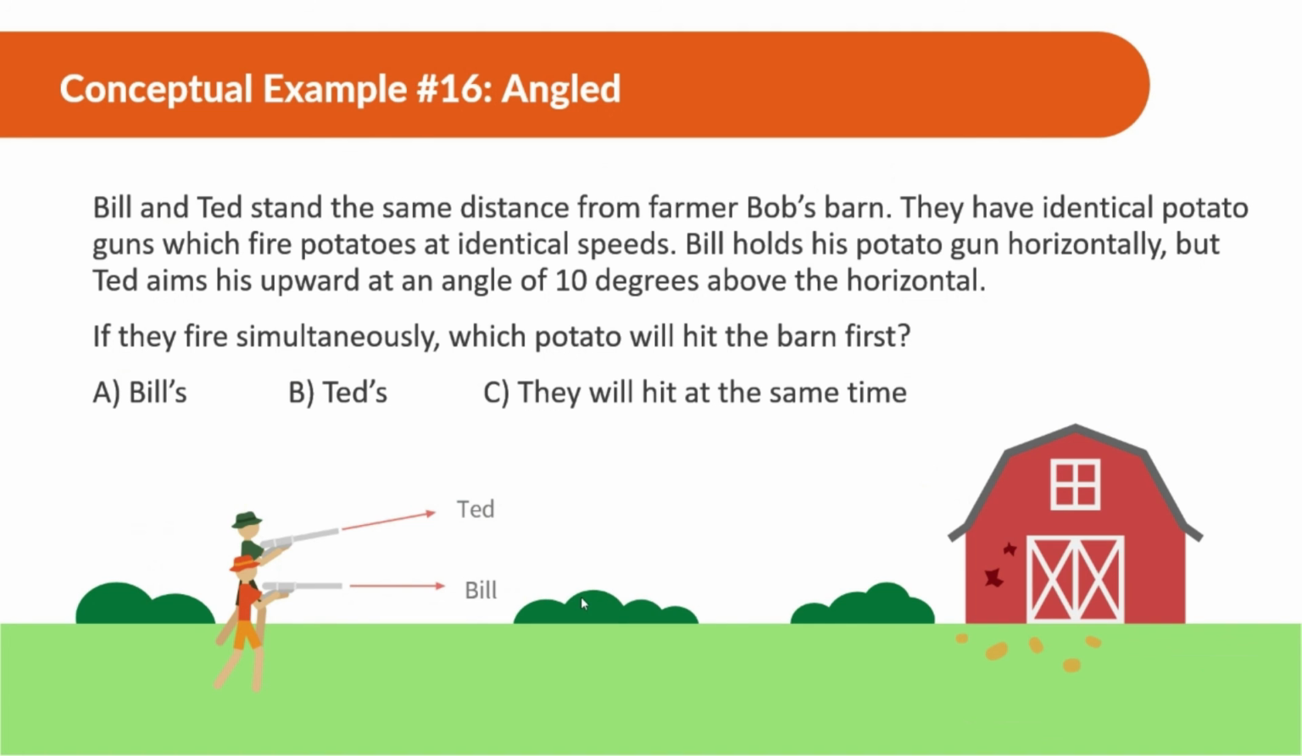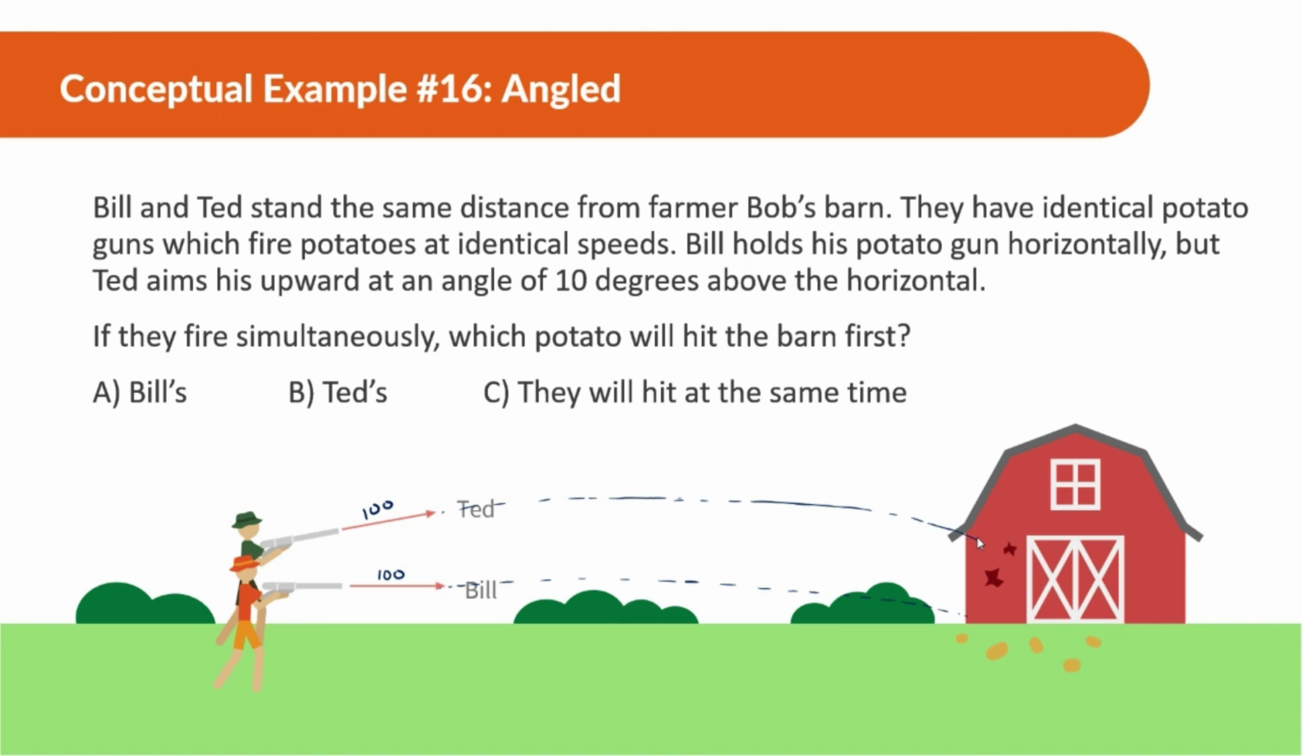Let's do an example here. Let's say that their potato guns fire at, let's just say 100, meters per second, miles per hour, whatever it is. Maybe pause it and think about it. When Bill shoots his, it's probably going to go down a little bit like that. And Ted's is going to go up and then maybe level out, something like that.